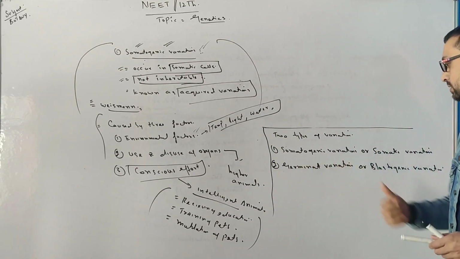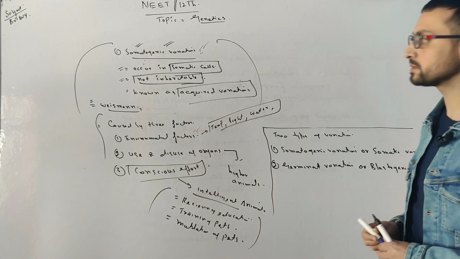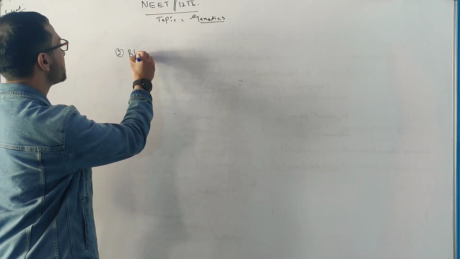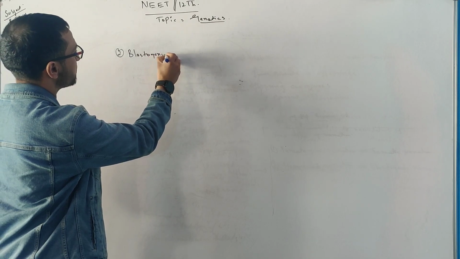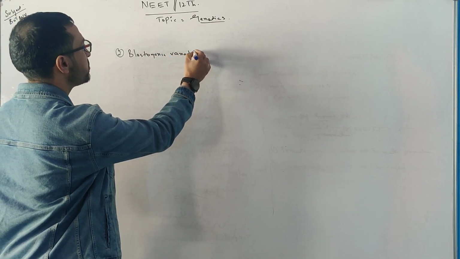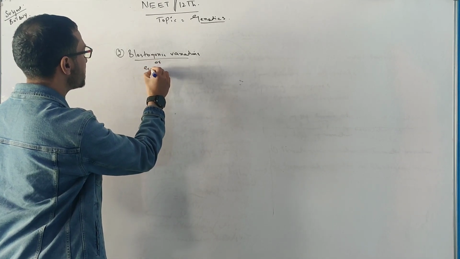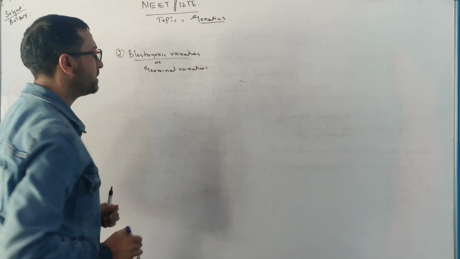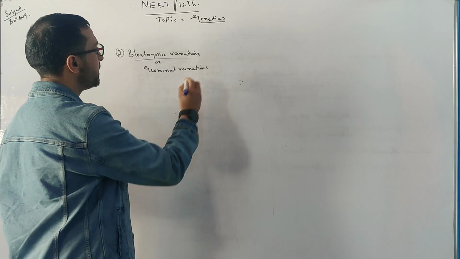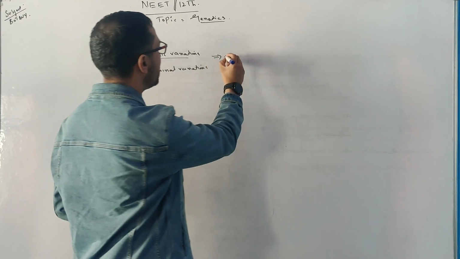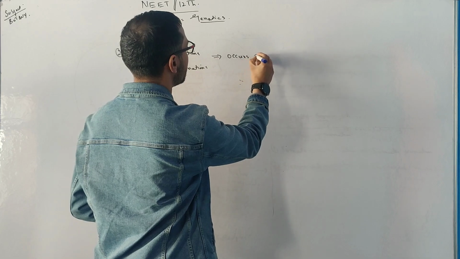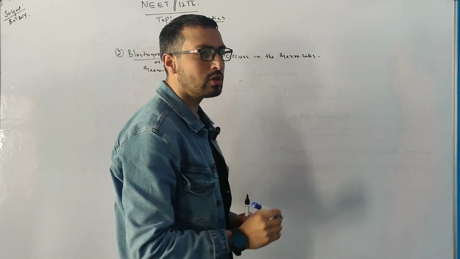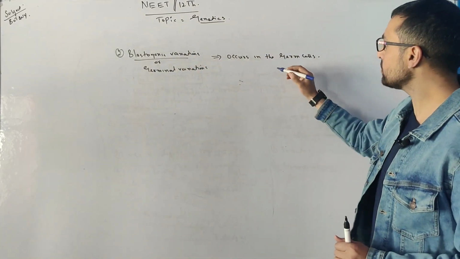And number second is germinal variation or blastogenic variations. Blastogenic variations are also called germinal variations. So blastogenic variations or germinal variations occur in the germ cells.